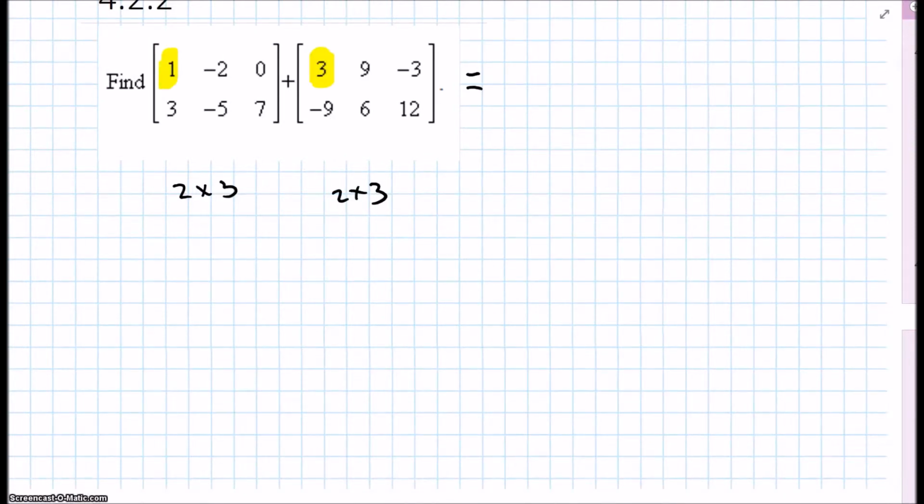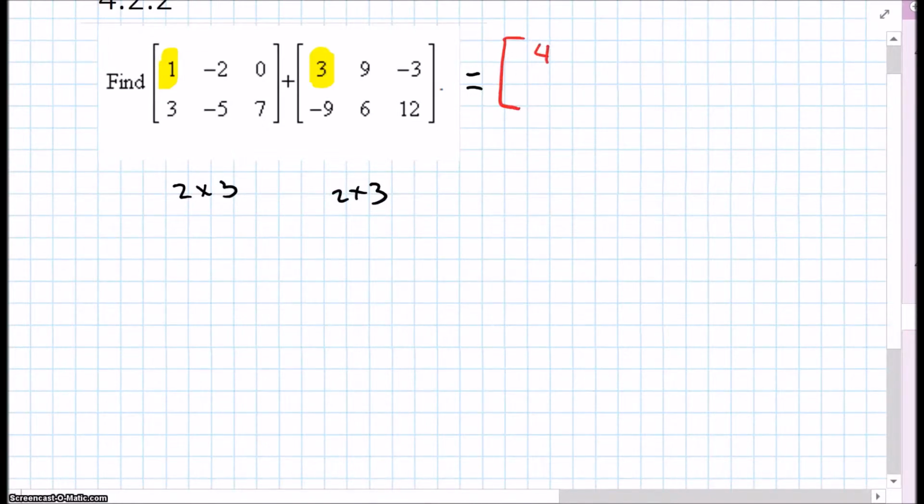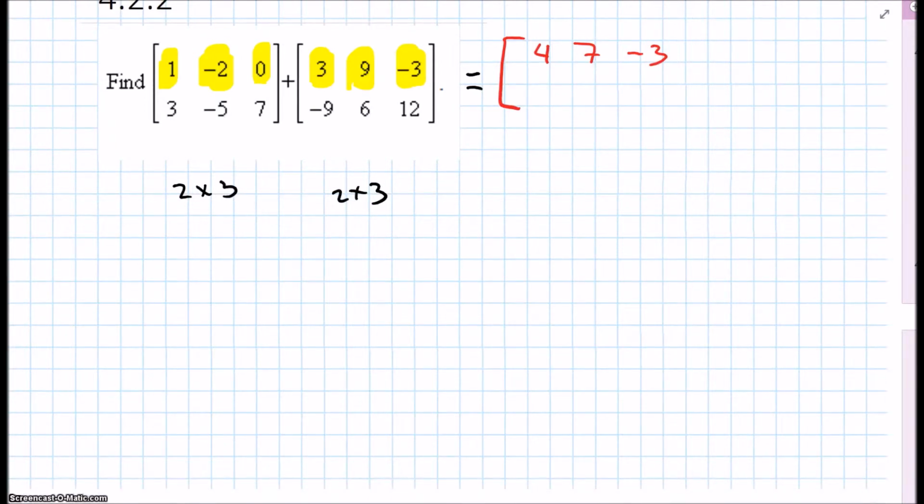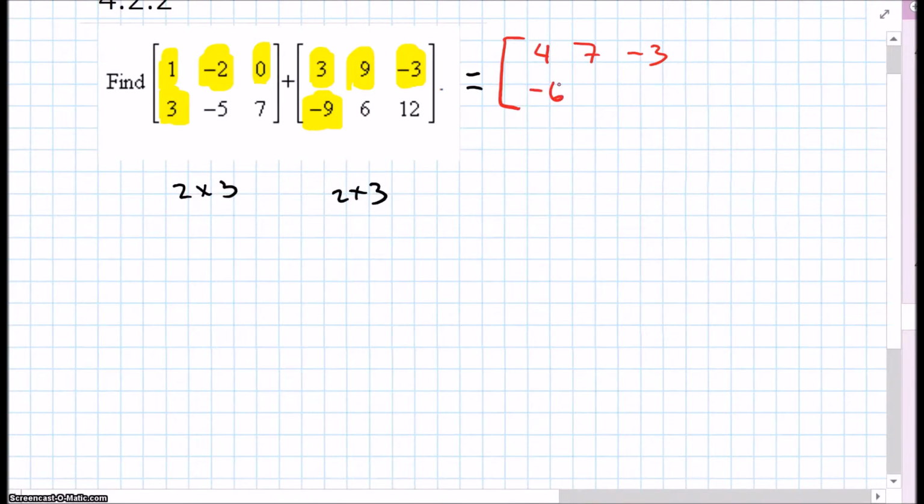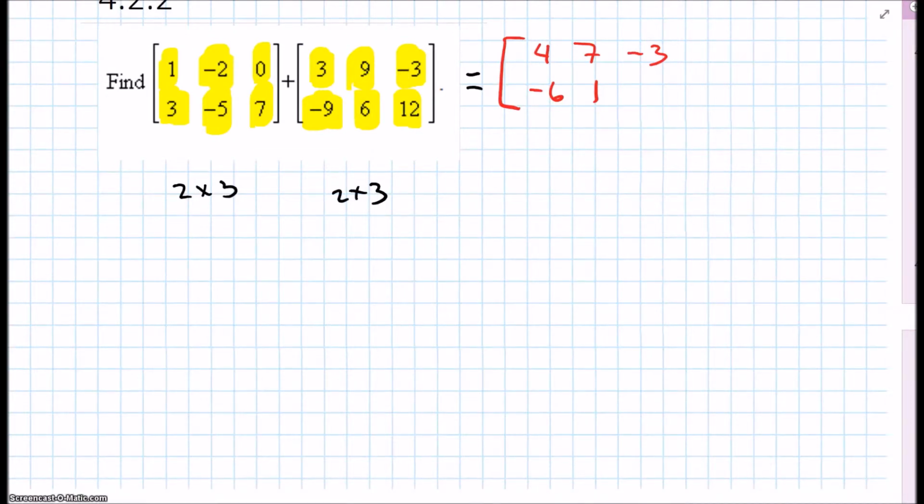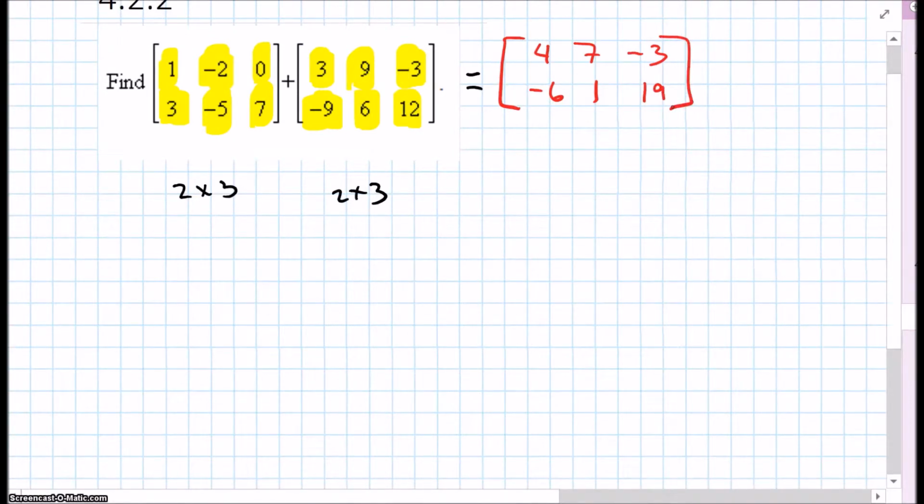1 plus 3 is 4. Negative 2 plus 9 is 7. 0 plus negative 3 is negative 3. 3 plus negative 9 is negative 6. Negative 5 plus 6 is 1. And 7 plus 12 is 19. So there you go.